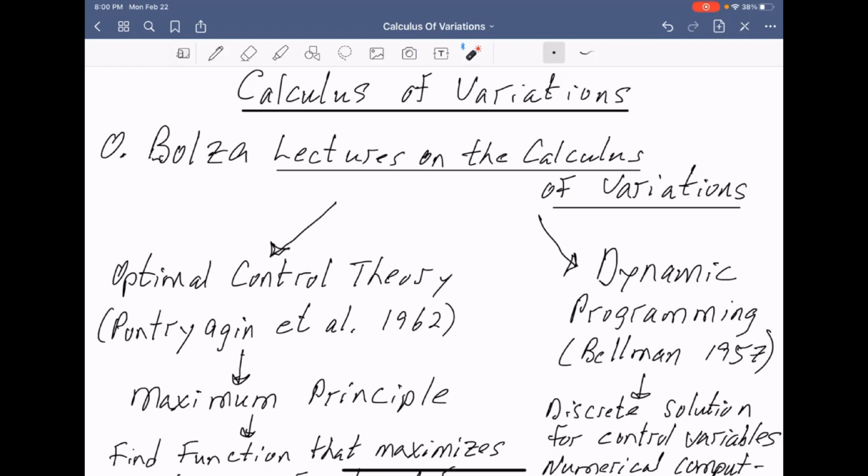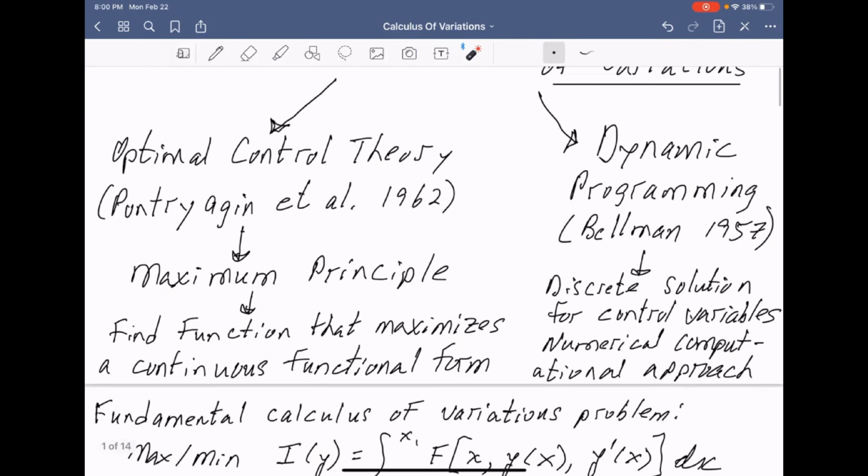We're now starting to look at optimal control theory, but before we do so, we're going to look at the calculus of variations, which was started by Bolza in his lectures on the calculus of variations. I have a third edition, which is from 1973, but the earlier editions were probably much earlier than that. And we see that when we look at lectures on the calculus of variations, from that we have what is called optimal control theory, noted by Pontryagin in 1962.